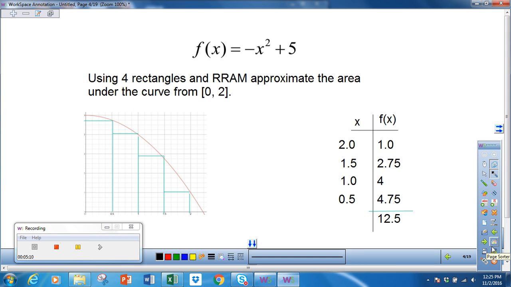Alrighty, let's do a right Riemann sum. Now, when I'm starting with the right Riemann sum, and I'm going from 0 to 2, I'm doing, again, 4 rectangles from 0 to 2. So once again, that's 2 minus 0 over 4, which gives me a half.